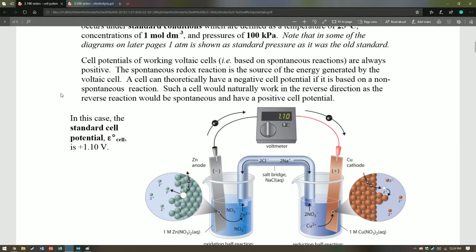Cell potentials of working voltaic cells, i.e., based on spontaneous reactions, are always positive. The spontaneous redox reaction is the source of electrical energy generated by the voltaic cell. A cell can theoretically have a negative value if it was based on a non-spontaneous reaction, such as an electrolytic cell. That's the only way you can get a negative cell potential.